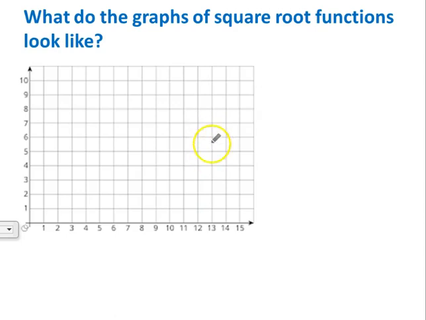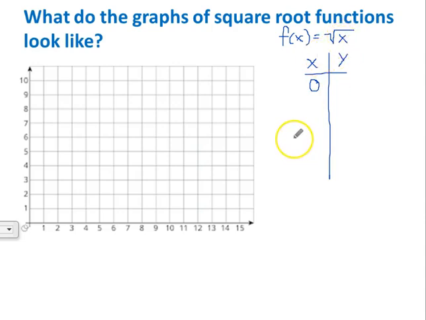All right, so what do the graphs of square root functions look like? Let's create a little chart, our X and Y chart, and let's create the graph for the square root of X. So I know that I can take the square root of 0. I'm going to plug in numbers for X that I know I can find a square root of. So I know I can find the square root of 4, I know I can find the square root of 9, 16, and we'll do 25.